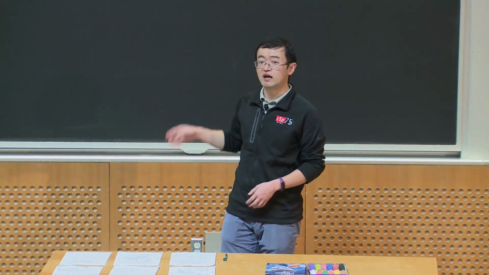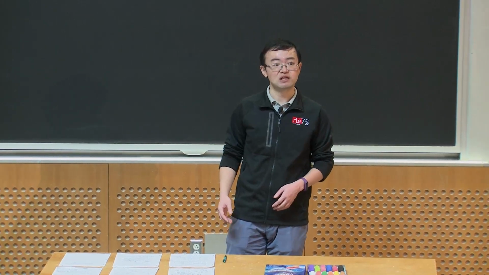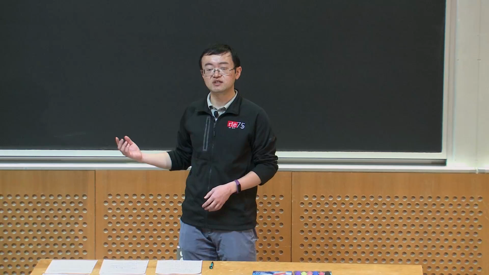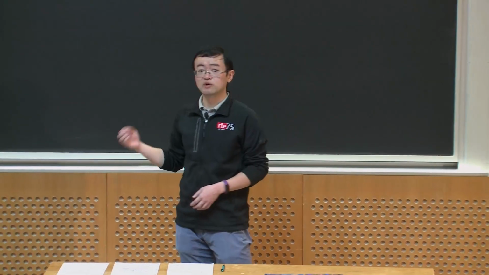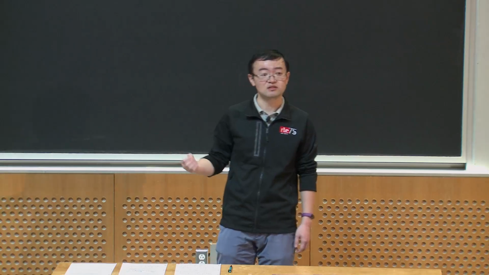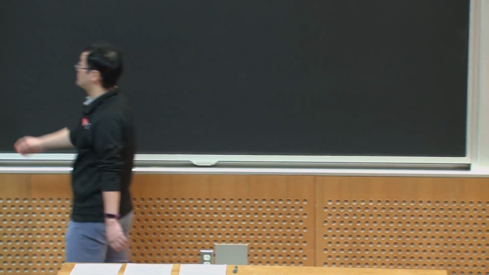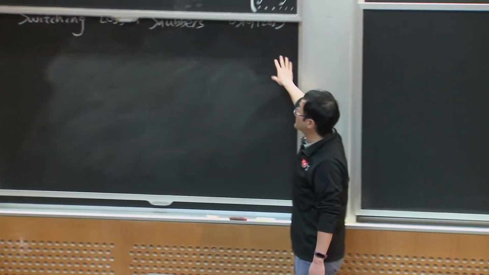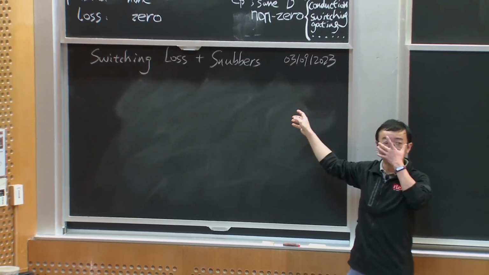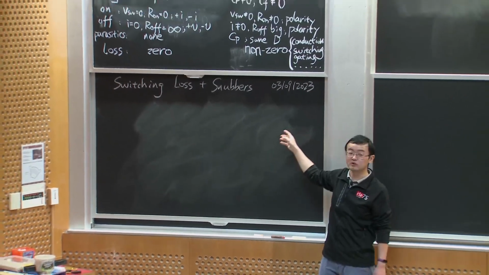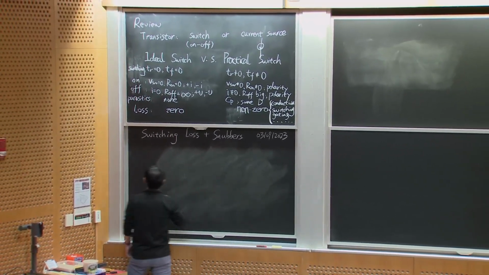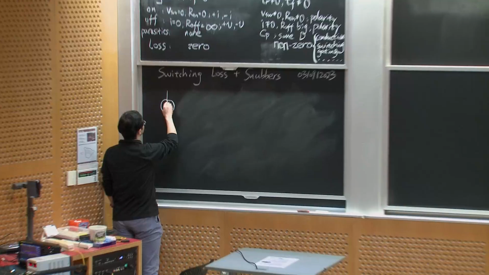Because of these non-ideality factors, there will be some non-zero losses. The losses could be conduction loss during the on state, or switching loss when we turn on and turn off. We could also have some gating loss and other losses. So this is a quick review of our transistors. Today we will focus on the switching loss and the corresponding method to reduce it, which we call snubbers. Let's take the most basic circuit, the buck converter, as an example.